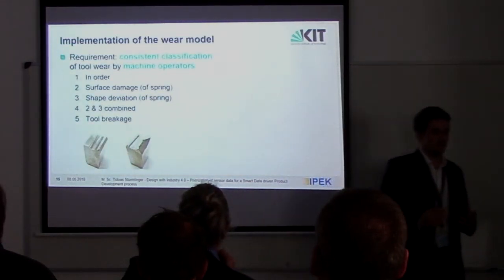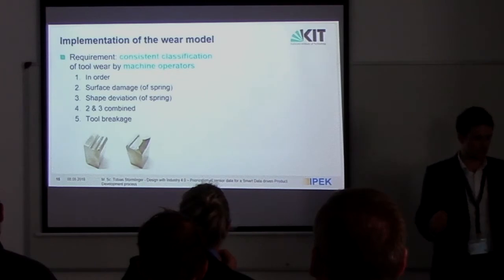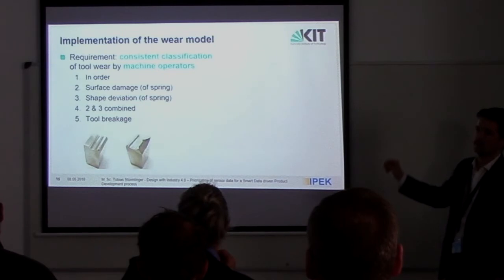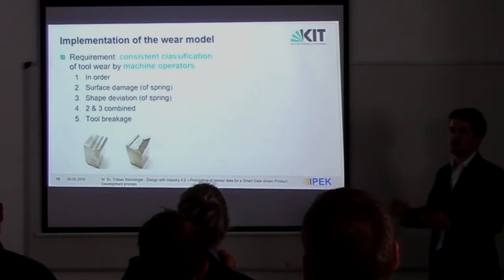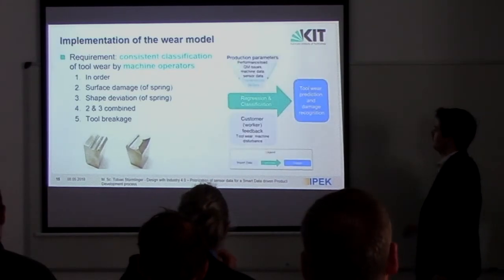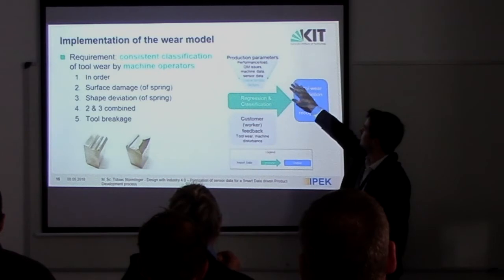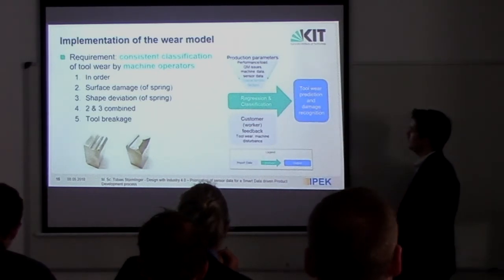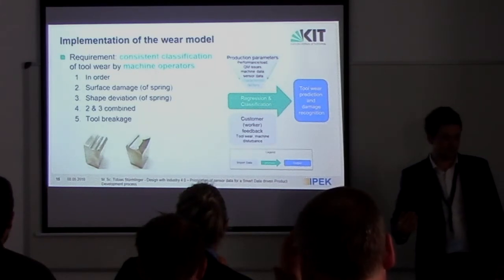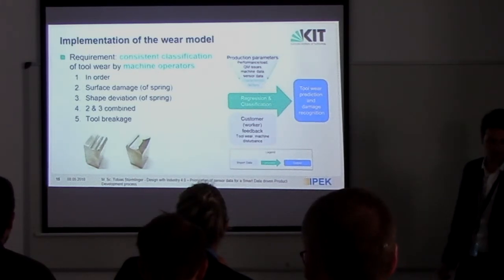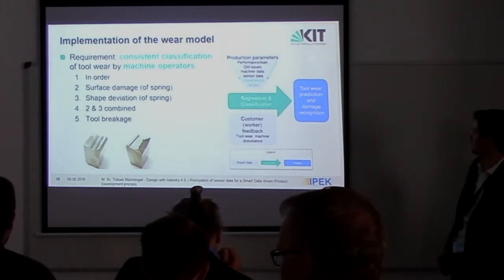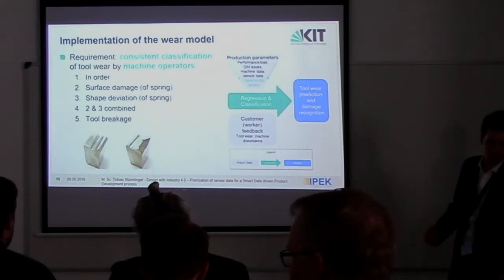So we assume that if there's a surface damage or shape deviation of the spring, there has to be a problem with this coiling tool. Of course, there are other influence values, but this is the main issue. And then we use all of these data that we have, machine data, sensor data, condense them to characteristic factors, include the customers' or the machine operators' feedback, and then we can do different classifications or regressions to develop the tool-aware model.